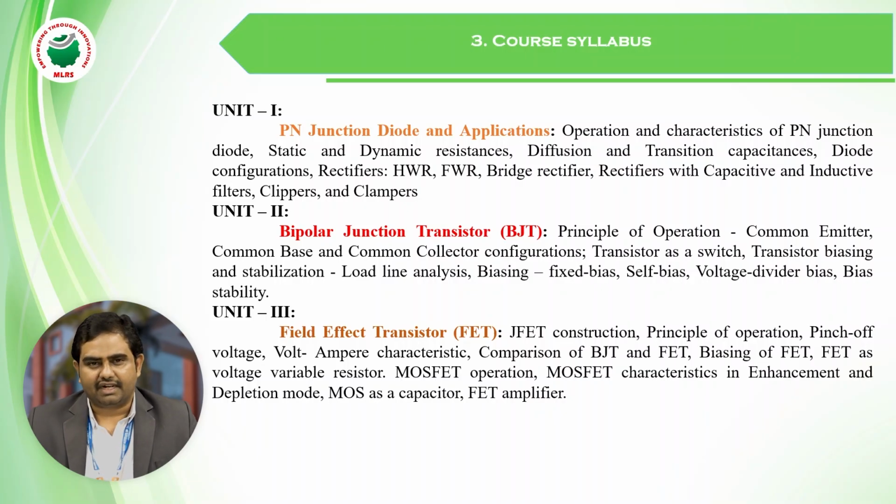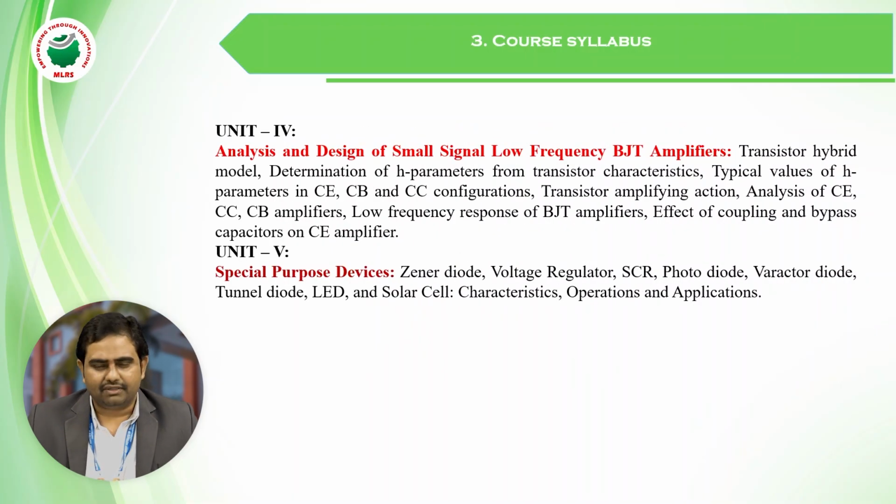So again, the field effect transistors is of 2 types, that is junction field effect transistors and metal oxide semiconductor field effect transistors. So completely about the FET we are going to learn in unit 3. So coming to the fourth unit, the fourth unit is the analysis and design of small signal low frequency BJT amplifiers. So it is all about the small signal modeling of bipolar junction transistor.